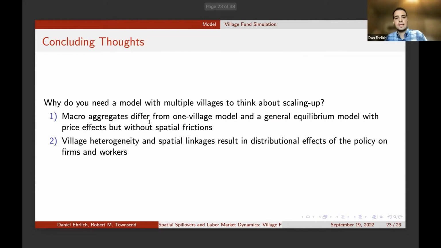So just to conclude, why do we need a model of multiple villages to think about scaling up? Well, for two reasons. The first is that macro aggregates differ from a one-village model, and spatial frictions are important in mediating the results and distributional impacts of the program. This brings us to two: village heterogeneity and spatial linkages result in distributional effects of the policy on firms and workers, and in particular, this trade-off. This trade-off may not exist with other sorts of spatial linkages, such as trade flows or capital flows, but is present with migration flows.